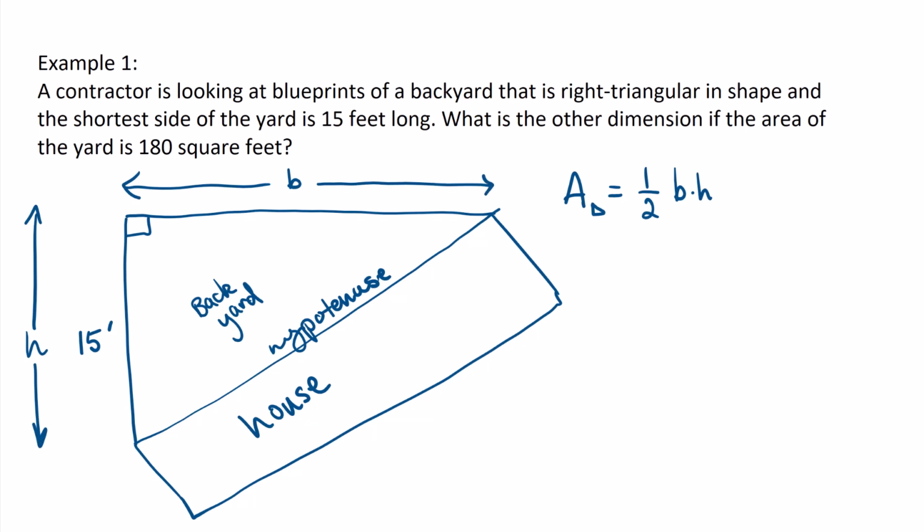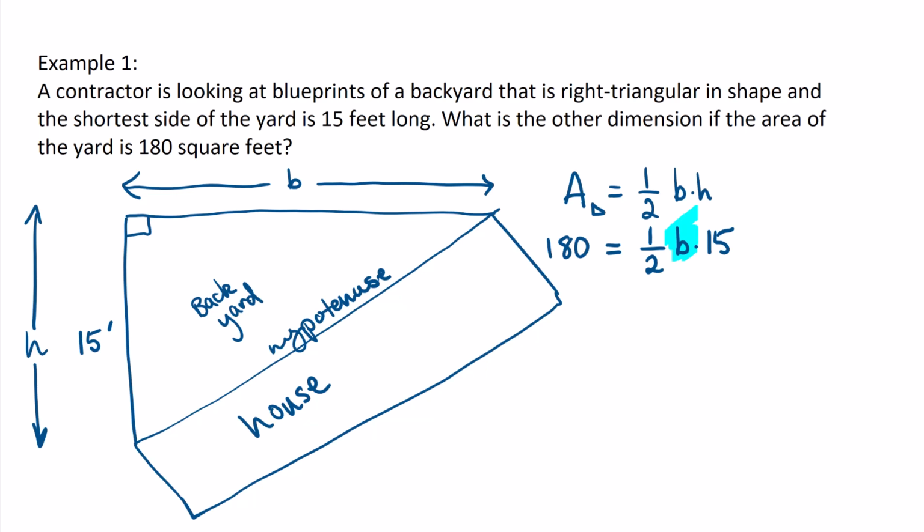So if we want to substitute values into our formula, we would replace area with 180. We would replace height with 15, and we don't know the base. So now we just need to isolate that b variable.